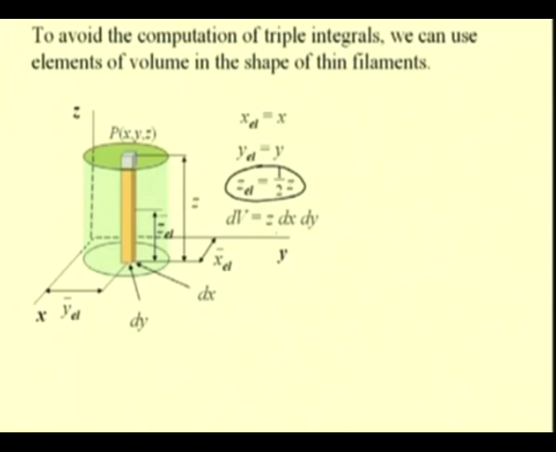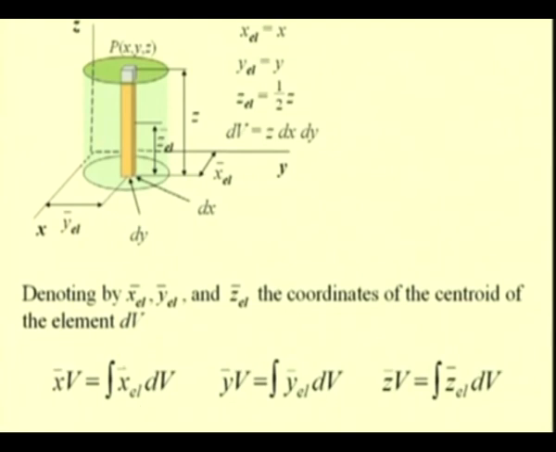So, the volume is z times dx dy, and now we can find these locations of the centroid x bar, y bar and z bar by these integrals, that is x bar V, where V is the volume of this cylinder, is equal to the integral of x element bar dV, and in the same way the location of the y and z coordinates of the centroid can be found.